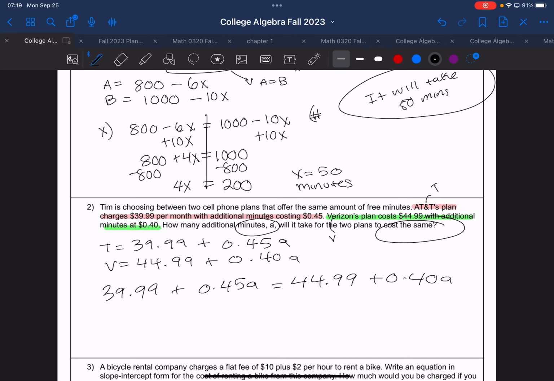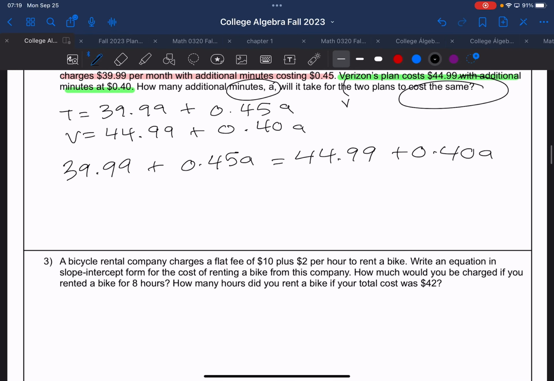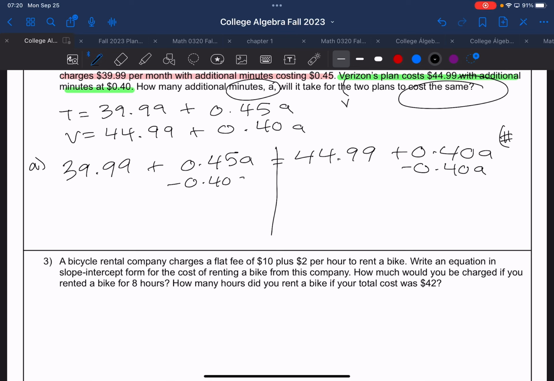Okay, so same thing we did above. We're going to get our variables to one side and then our numbers to the other. Okay, and I always just keep my variables to the left and then my numbers to the right. But again, anything opposite that's going to work, that's fine. Okay, so I'm going to first move my A's over. So I'm going to subtract that 0.40A. And I get $39.99 plus 0.05A, so 5 cents a minute, is equal to $44.99.